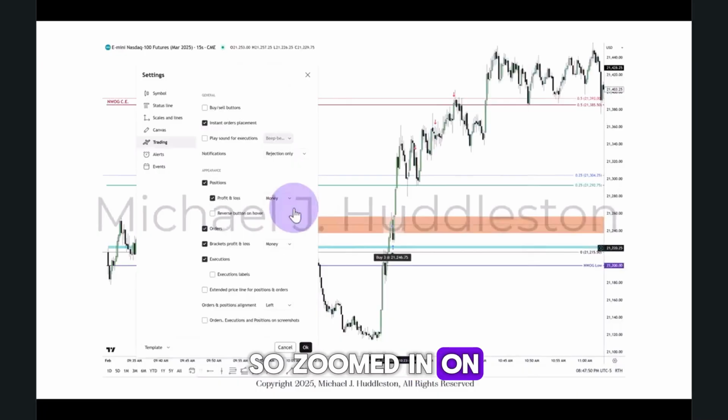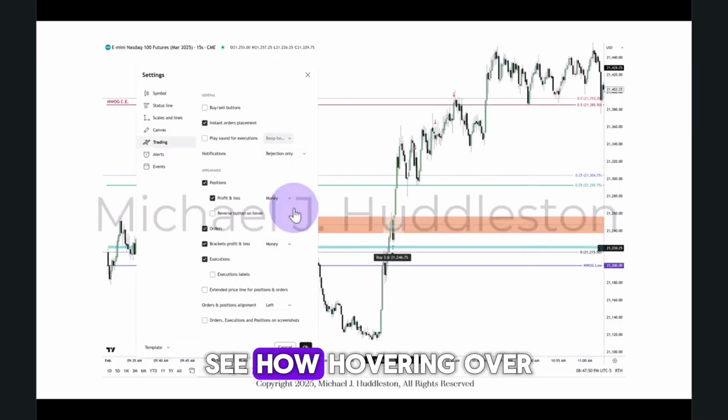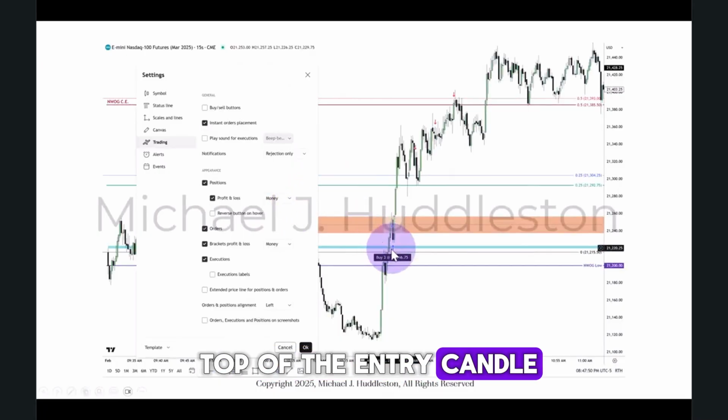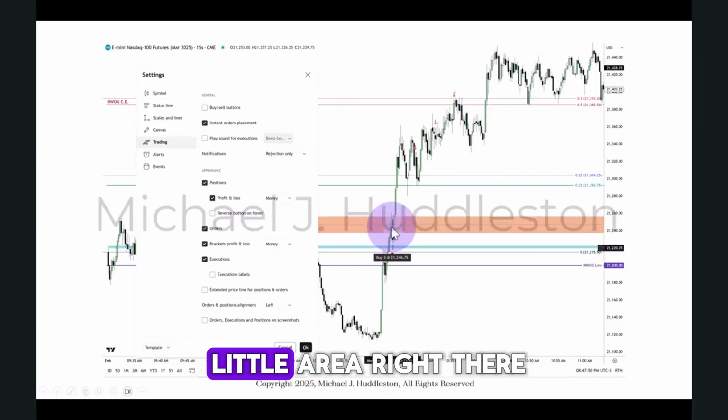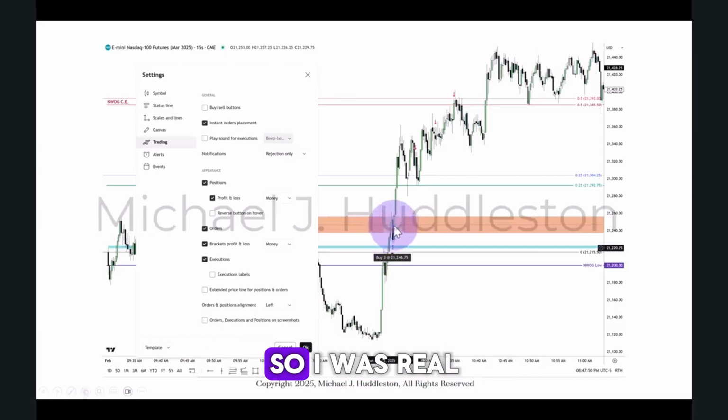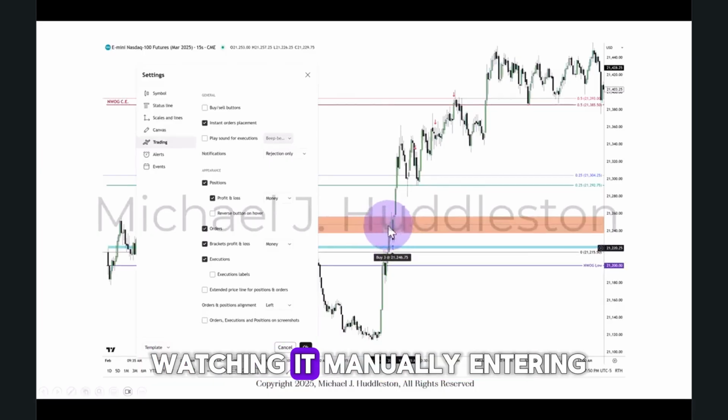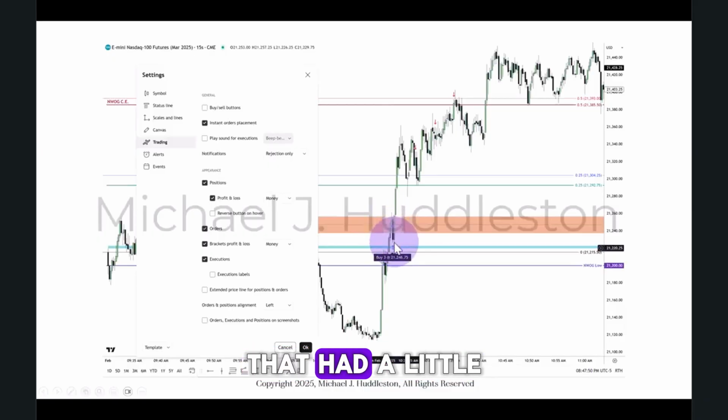So zoomed in on a 15-second chart, I want you to see how hovering over top of the entry candle, you can see that little area right there. That's where the actual entry was. So I was real close to that midpoint, watching it, manually entering that. Had a little bit of heat, not by much, and then it rallied back up.